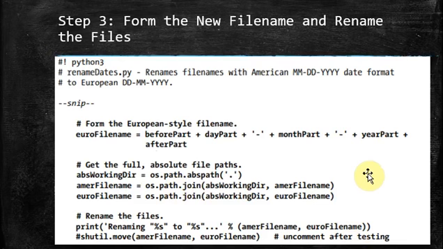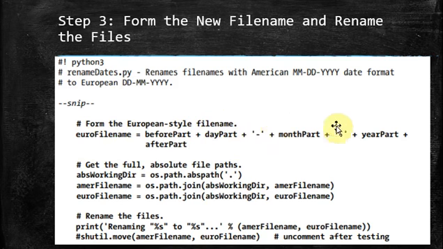So in the last part, we are going to form the European style file name. In the American style file name, we had month, date, and year. In the European style, it should be date, month, and year. Just see here, we are creating a European style file name. So we have the before part, wherein you might have some text. Then you have the day part, that is nothing but the date. So you're converting it into European style, so you write the date part. Then after that you have a hyphen.